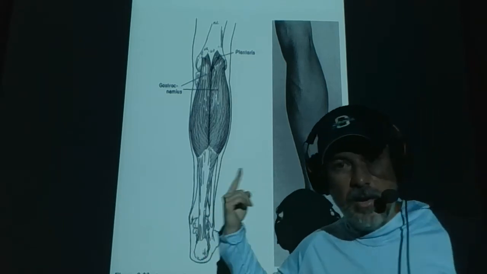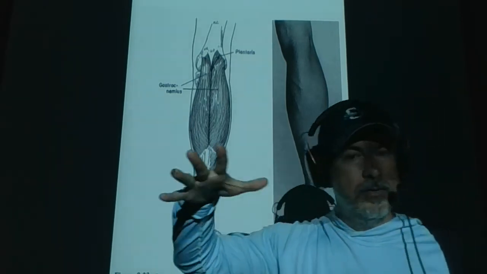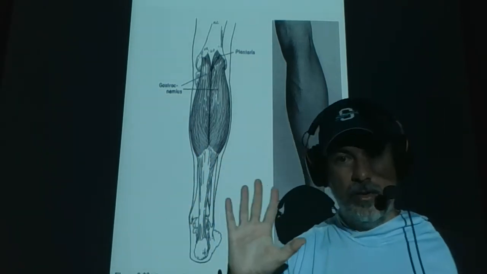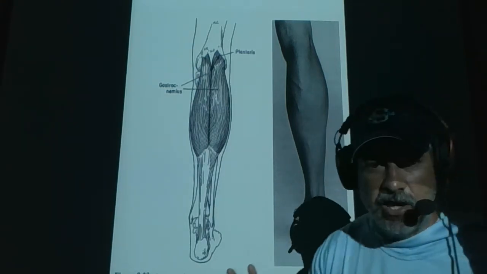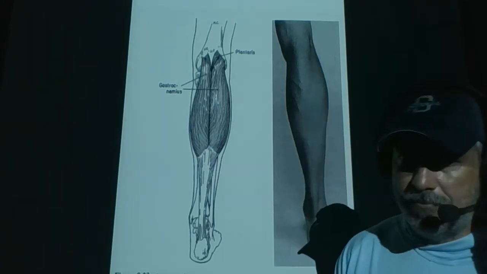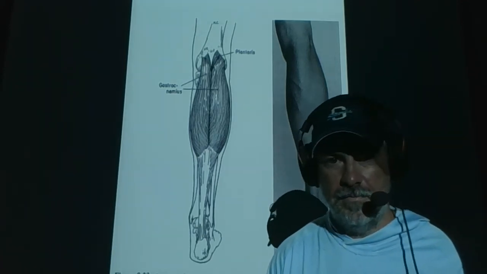We're making our way around. We started anteriorly, we went laterally. Now we're going to start on the posterior crossing muscles. The gastrocnemius, the big, powerful calf muscle, okay?